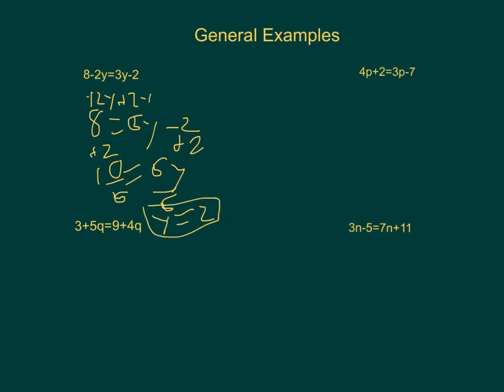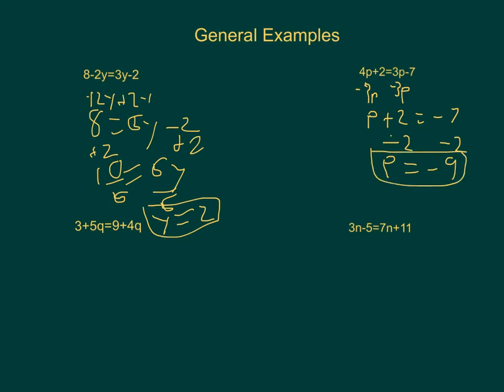For this one, you could subtract 3p on both sides. So you would have p plus 2 equals negative 7. And you have minus 2 on both sides. You have p equals negative 9.